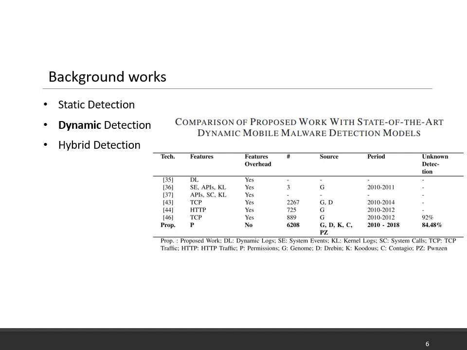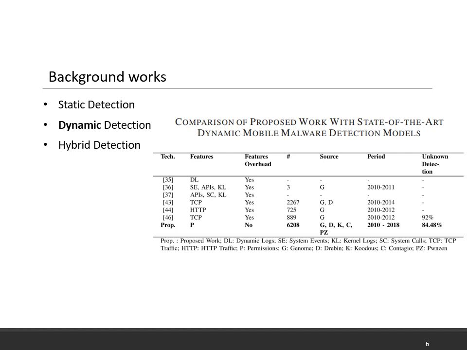We have DL, which shows the dynamic logs of the application or the system events. Here we have SE or KL, which are the kernel logs or the system calls, and also the traffic used by the software, and the permissions that these proposed methods use. We also have the sources this application uses, and you can see a comparison between the previous works and the proposed work.